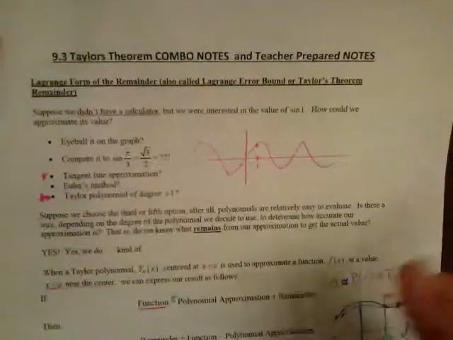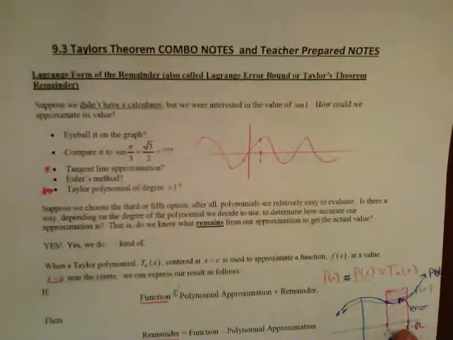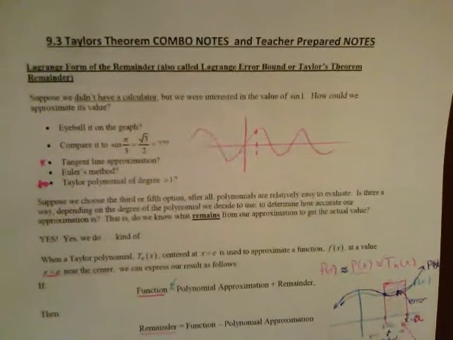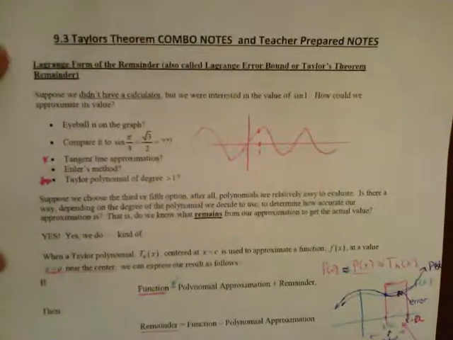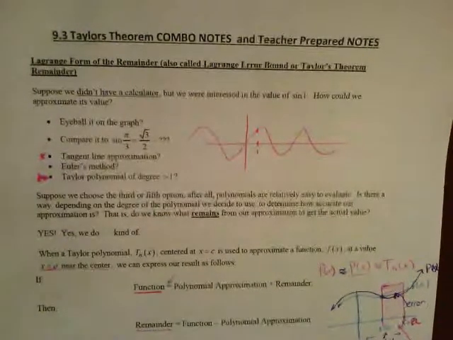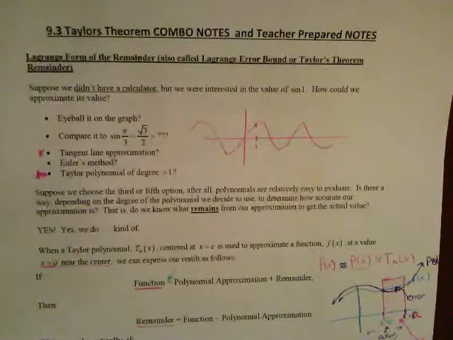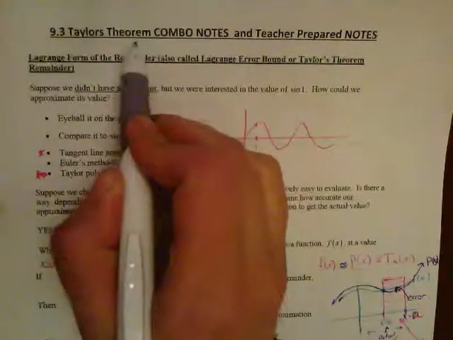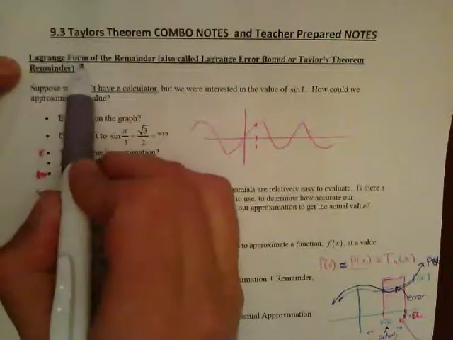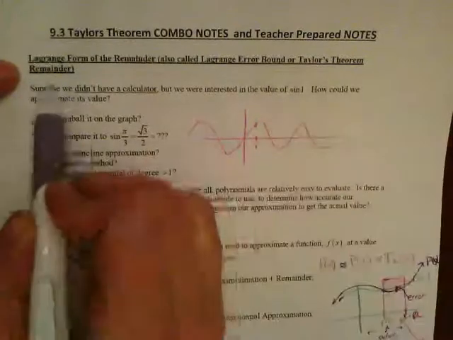Alright, so 9.3 Taylor's theorem. You can tell that I've changed the notes a little bit. I took the combo notes and what it was trying to say, and I found something a little more streamlined, so we're going to use this. I did put the new form up on iLearn, and it does say the new. The examples are still the same, but I did take out a lot, and I did add some examples. So what Taylor's theorem basically is, is the Lagrange form of the remainder. It's also called the Lagrange error bound or Taylor's theorem remainder.